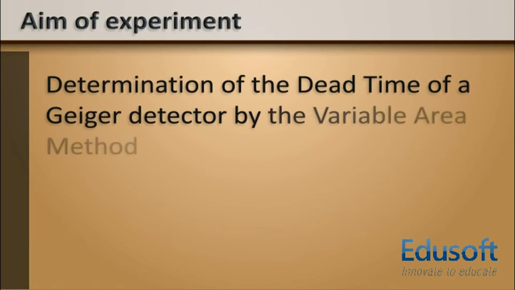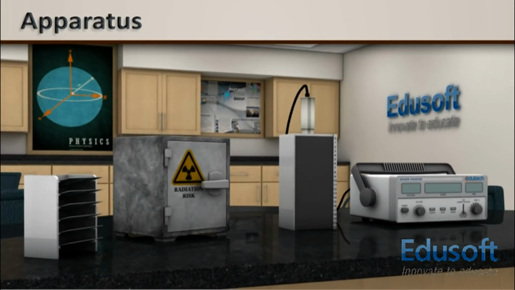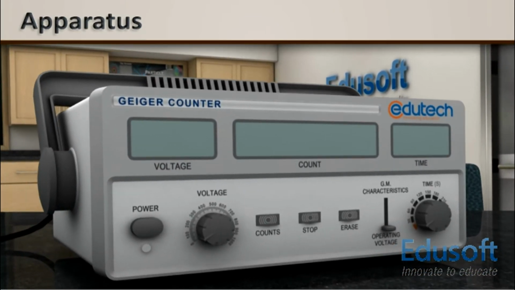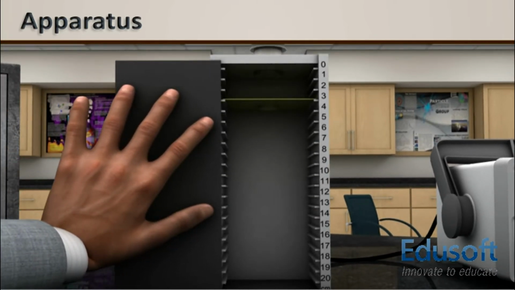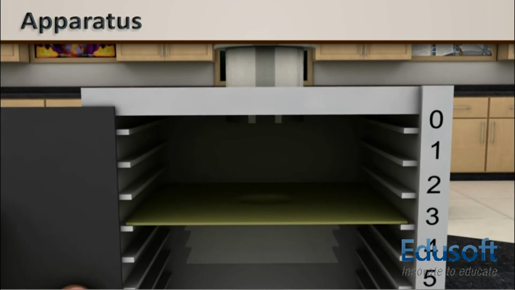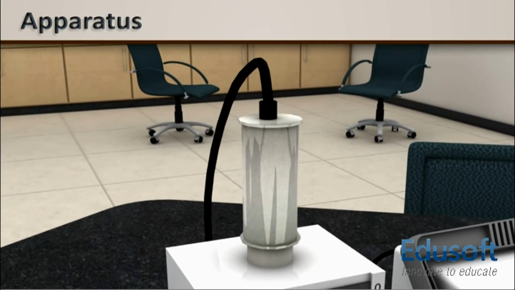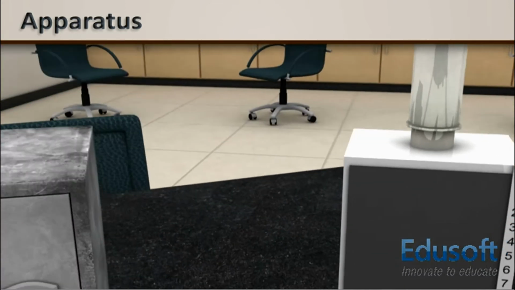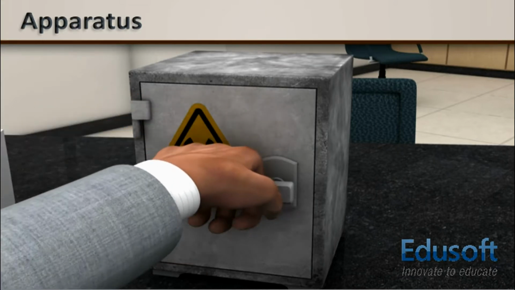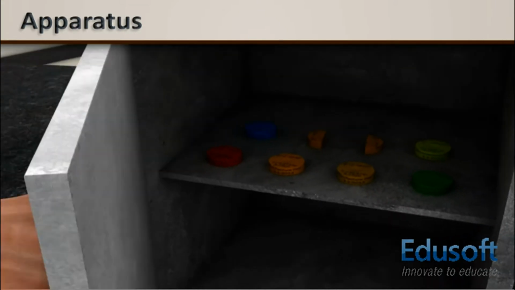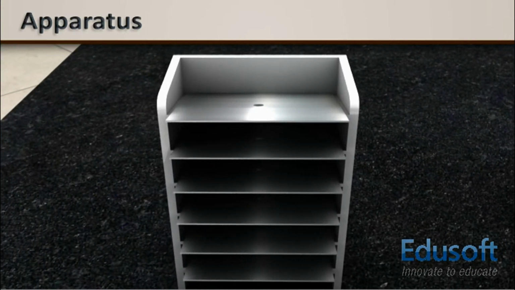The aim of the experiment is to determine the dead time of a Geiger detector by the variable area method. The apparatus used will be a digital counter, a source holder, a Geiger Muller tube, a source cabinet made of thick lead, radioactive sources, and sheets with different opening areas.